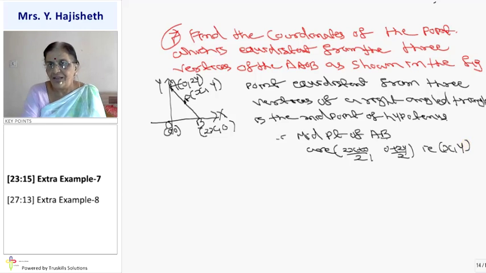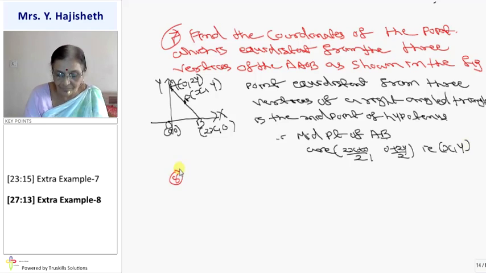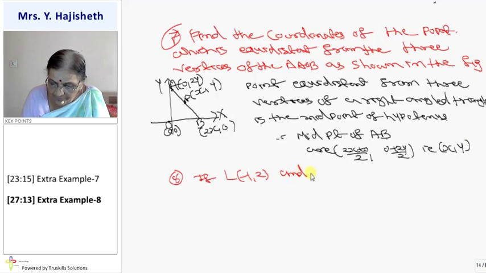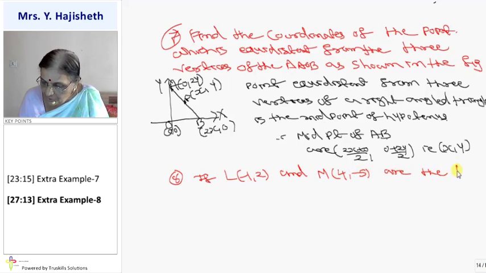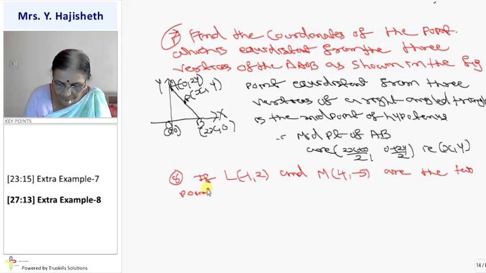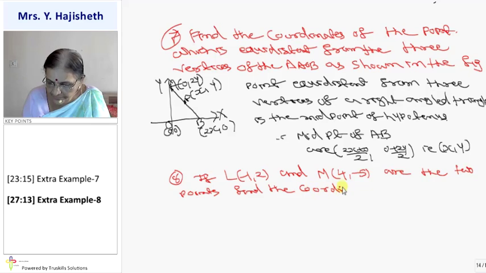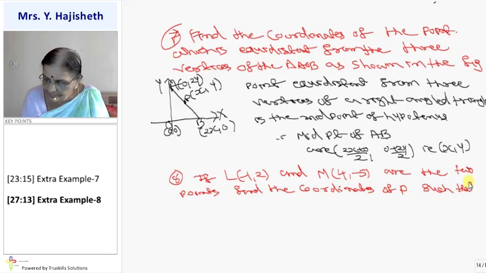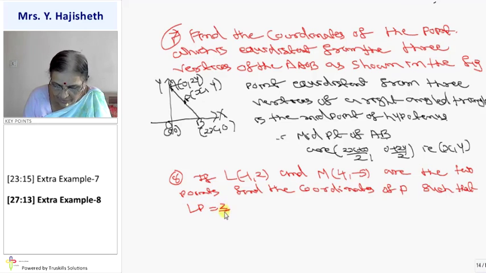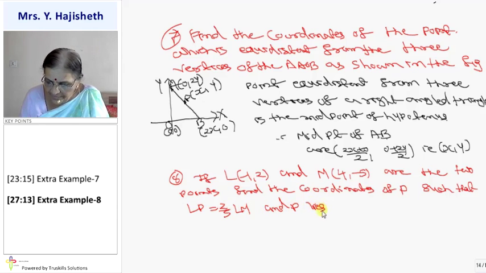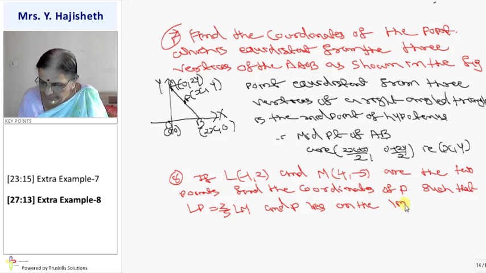Totally theoretical question. And question number 8 is, if L(-1, 2) and M(4, -5) are the 2 points, find the coordinates of P such that LP is 2 by 5 LM. This is a sum of division of line segment. And P lies on the line segment.